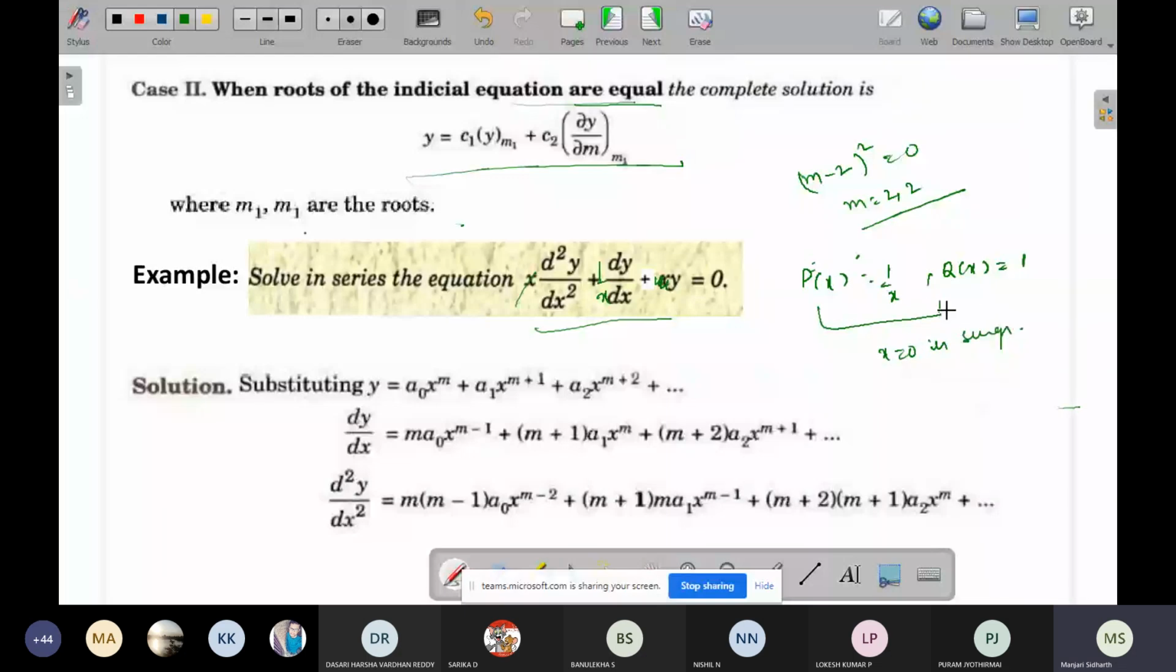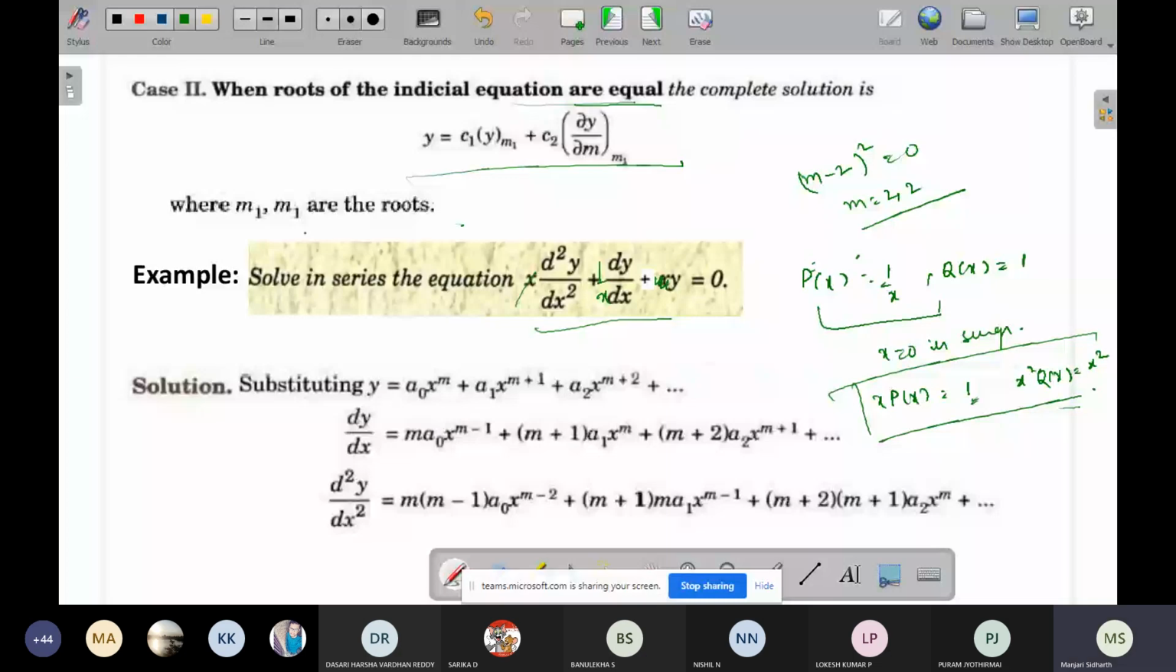Now to check for a regular singular point, x p(x) you will get 1. So at x equal to 0 it is analytic. And x square q(x) means you will get x square only. At x equal to 0, it is 0, that means finite. So both are analytic at x equal to 0. That means x equal to 0 is the regular singular point.